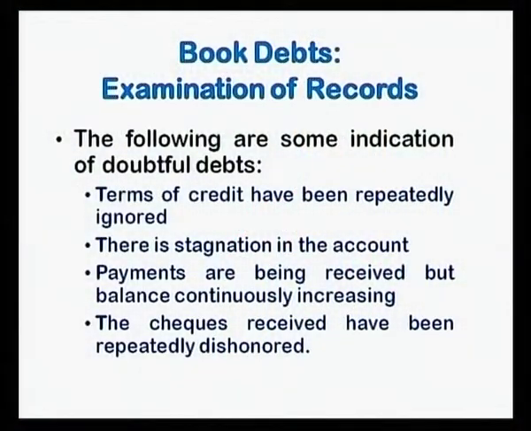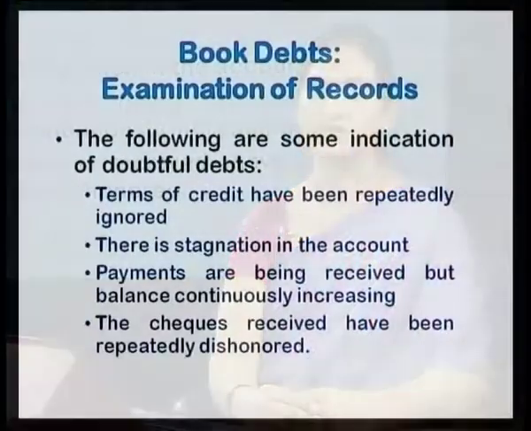Book debts, examination of records. The following are some indications of doubtful debts. The first one being terms of credit have been repeatedly ignored. Usually whenever credit is given to a debtor, it is given on a credit of say 15 days or 30 days. If the debtor is a defaulter and he has done this default repeatedly, then it will indicate that it is a doubtful debt.